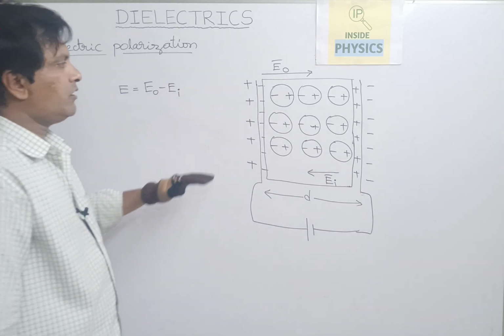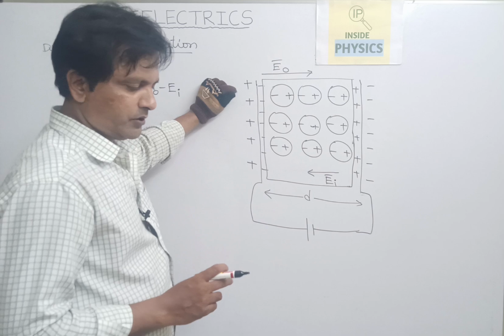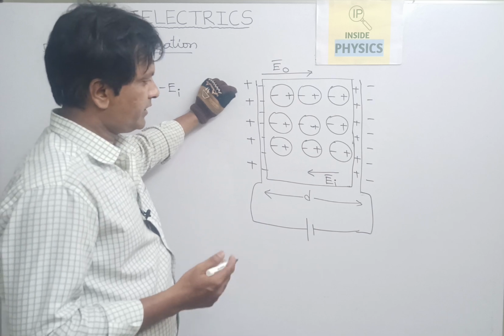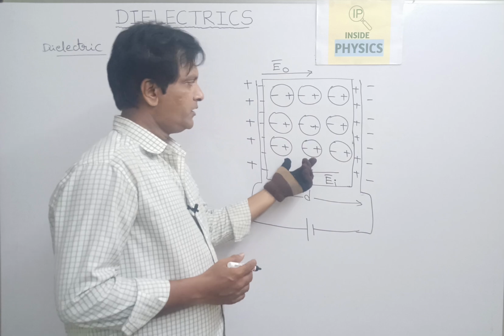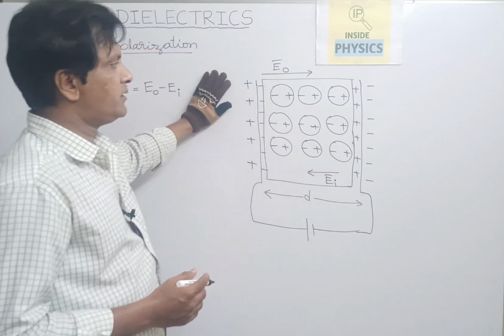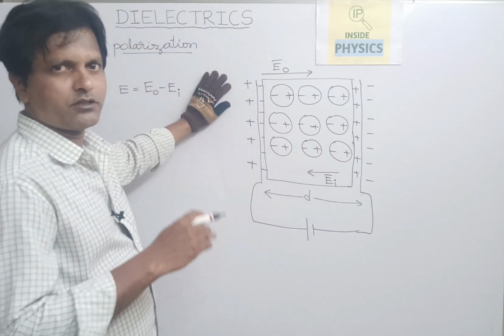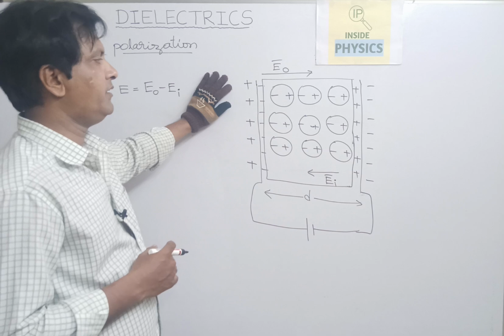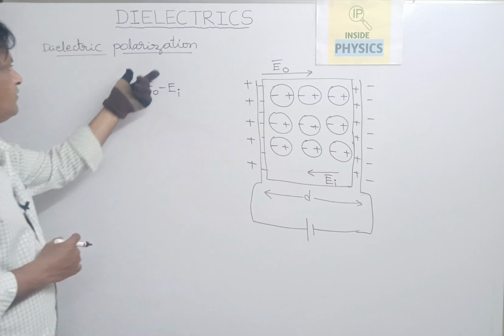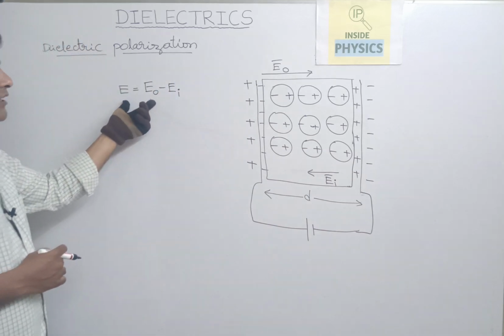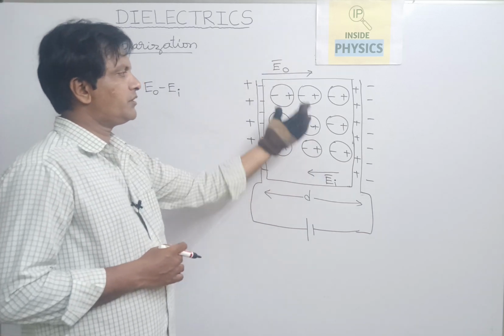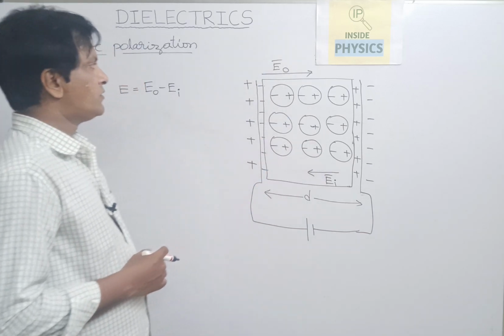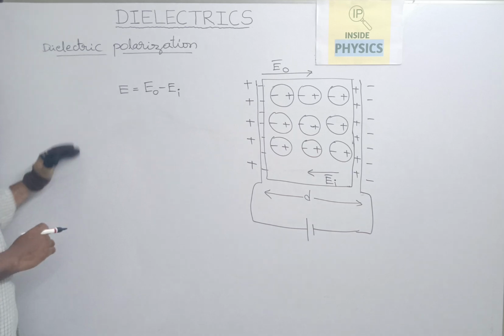Okay, so now we can say, because of this electric field inside the dielectric slab, the dielectric polarization has happened because of the external field applied. So that is the meaning of polarization, and the electric field is reduced because of the introduction of the dielectric slab. So the electric field is reduced.